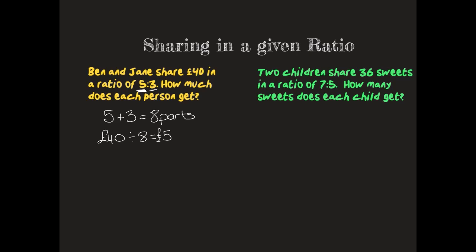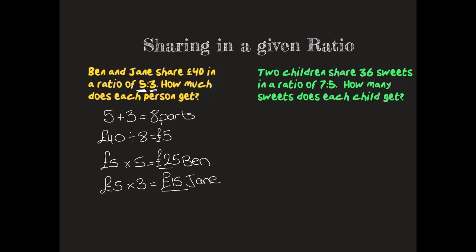Now Ben is getting 5 of those parts, so we need to do £5 times by 5. And 5 fives is 25, so Ben would be getting £25. Now Jane is getting 3 parts, so this time we're going to have to take her £5, the value of one part, and multiply it by 3, because she's getting 3 of them. And 5 threes is 15, and that's what Jane is getting.